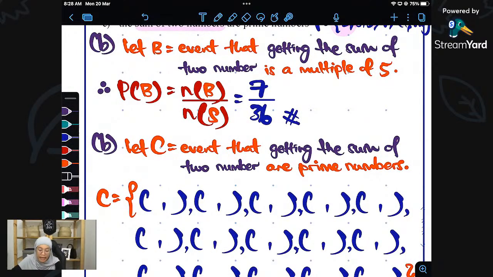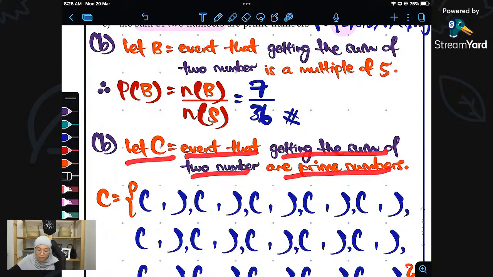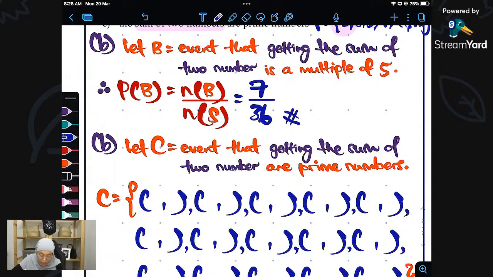Okay, let's see. Name your probability. I want you in your tutorial later to please write it down there. Let it be C, let D, let E, whatever. Give a name to them. Event C: getting the sum of the two numbers is a prime number. Okay, so now we have to try this one by one. So 1 plus 1 gives you 2. So 2 is a prime number, isn't it? So 1 and 1 is correct. And so continue. 1 and 2 gives you 3. And so 3 is a prime number. 1 and 3 is 4.